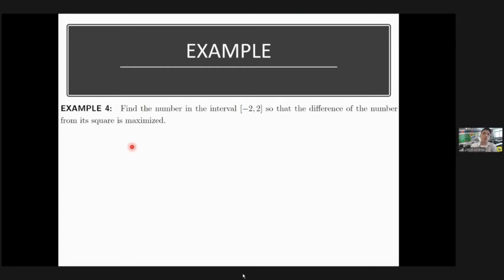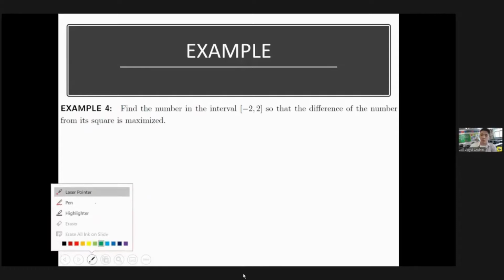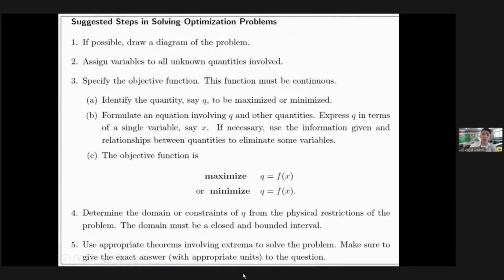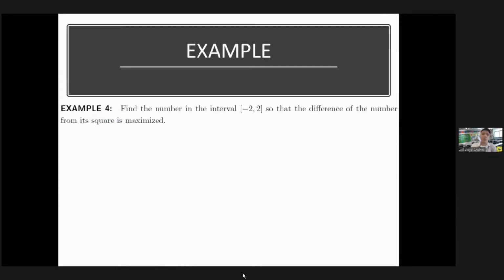So, for example number 4, the problem is find the number in the interval from -2 to +2 so that the difference of the number from its square is maximized. Si pasabutan na nga problem. Ang problema lang, actually ang first step na to is to draw a diagram. Pero kani number problem man guni, dili ka makabasta-basta draw. Basta ang point lang ani, magpili kag any number from -2 to 2.